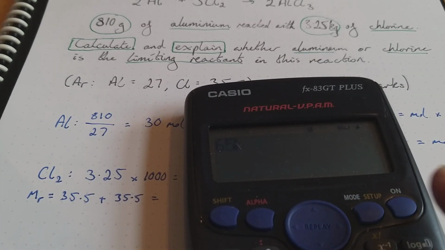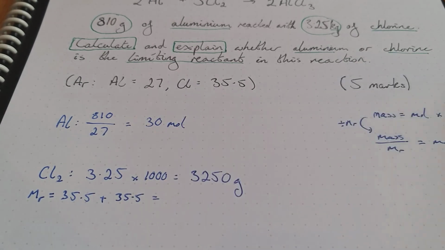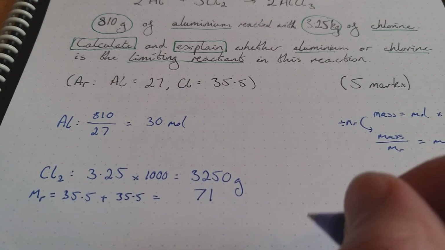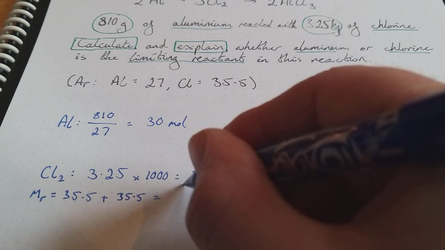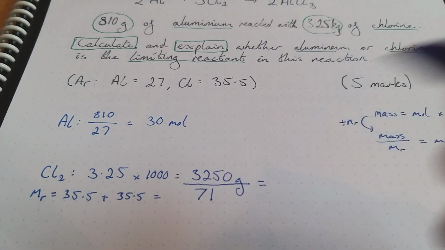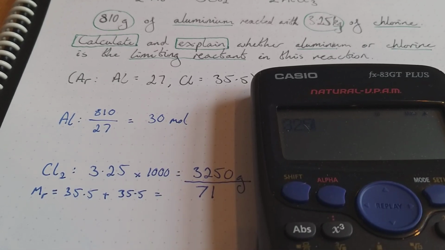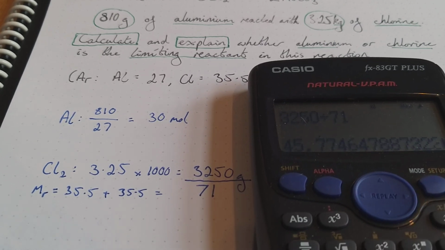And so if we do that in our calculator, that gives us 71. So the MR is 71. So now we can do the grams divided by the MR, and that will give us the number of moles. So 3,250 divided by 71. Okay, and that gives us 45.77 moles.